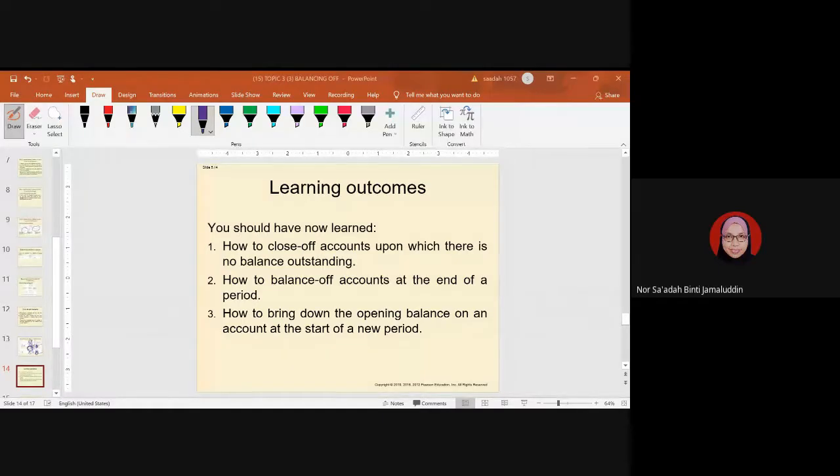Ada soalan lagi? Ini ada question. Tadi kata ada soalan. Siapa? Ada soalan ke? Ataupun ada dengan saya? Alright, ada soalan lain? Tak ada. We go to the next slide.